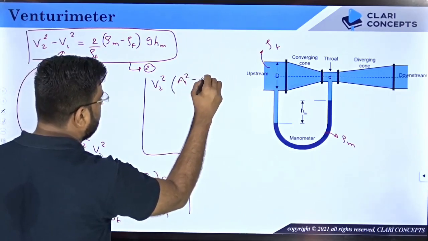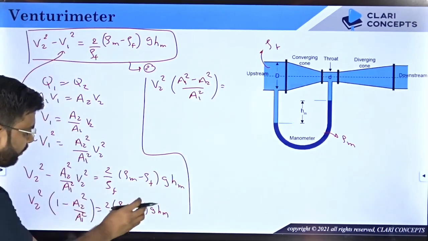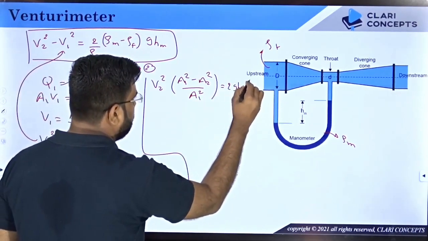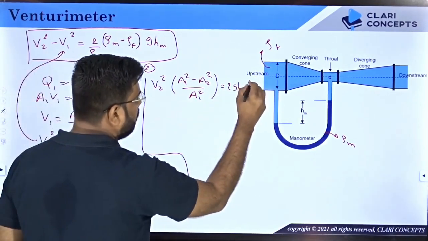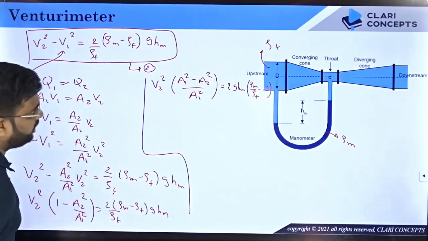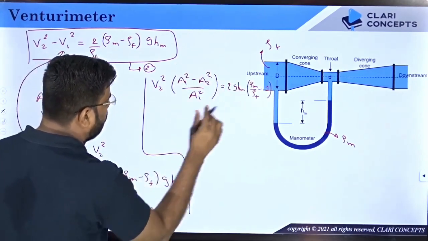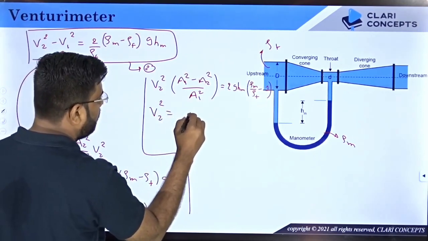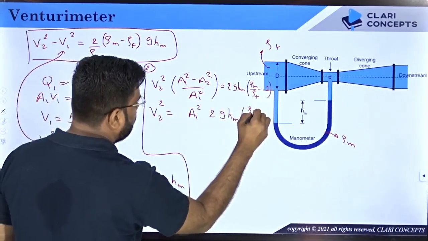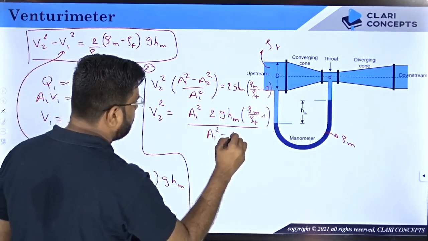So A1 square minus A2 square by A1 square is equals to, you can individually supply this rho f at both these terms. So this will be 2GHM into rho m by rho f minus 1, because rho f by rho f is 1, isn't it? So now you can take this on the right hand side, you will get A1 square in the numerator, A1 square minus A2 square in the denominator. So V2 square will be equals to A1 square into 2GHM rho m by rho f minus 1 upon A1 square minus A2 square.